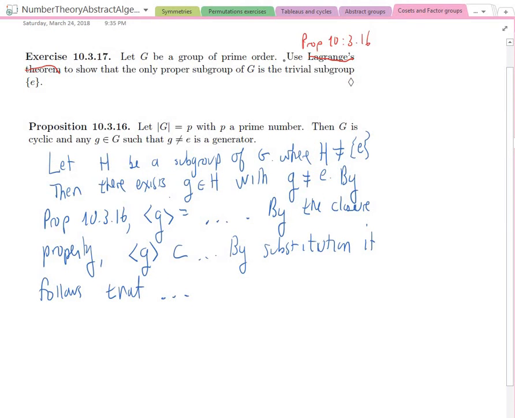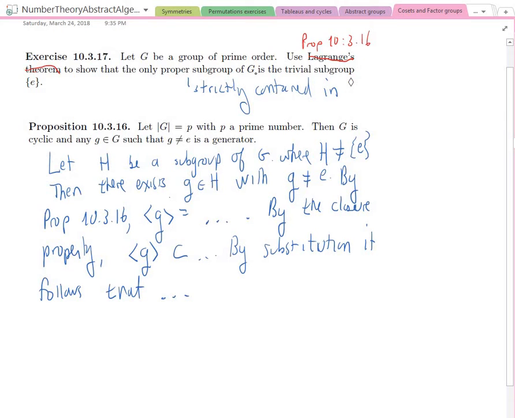Okay. All right, now let me do one more exercise from 10.3. Let G be a group of prime order. Now in 10.3.17 it says use Lagrange's theorem. I think it's better to use proposition 10.3.16. Use proposition 10.3.16 to show that the only proper subgroup of G is the trivial subgroup E. Now proper means strictly smaller than, or strictly contained in. Right? It can't be G itself. It has to be something smaller than G.